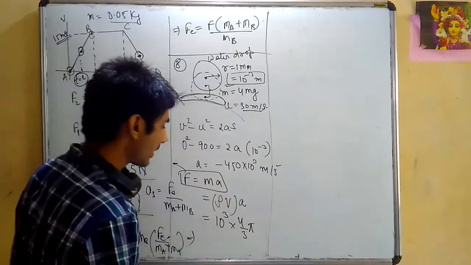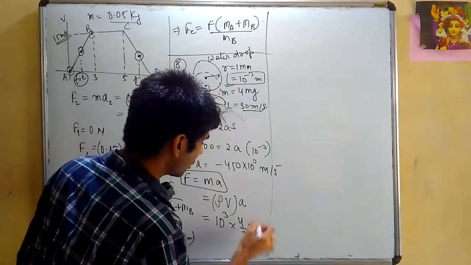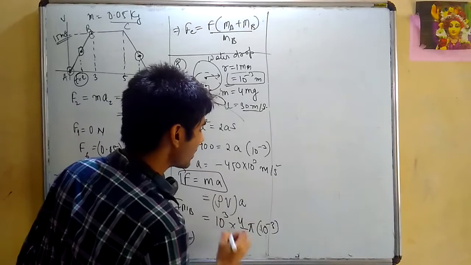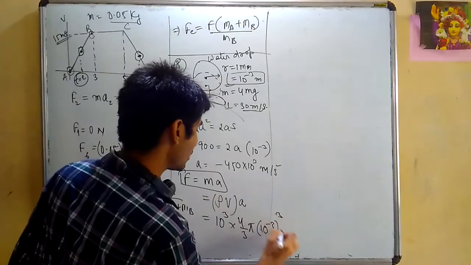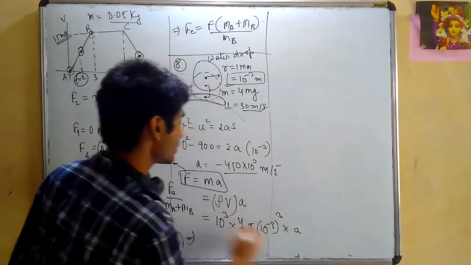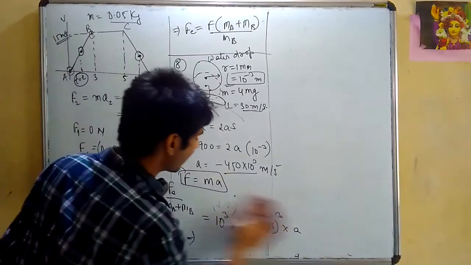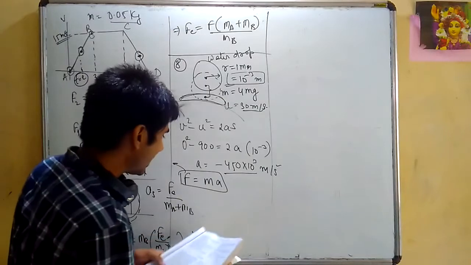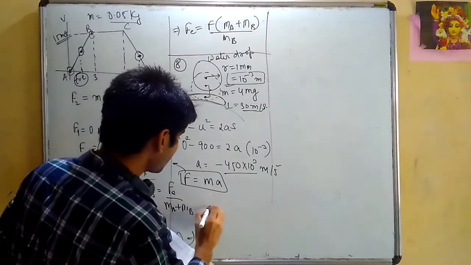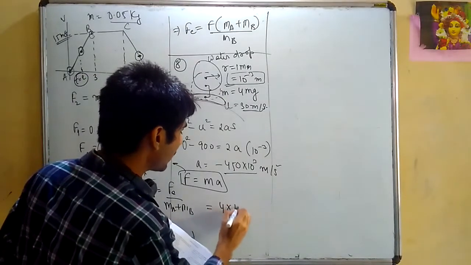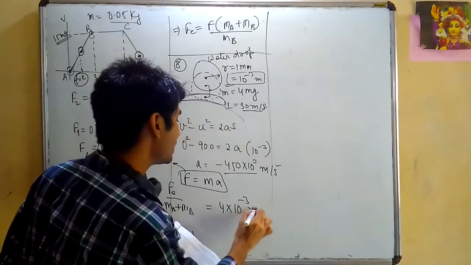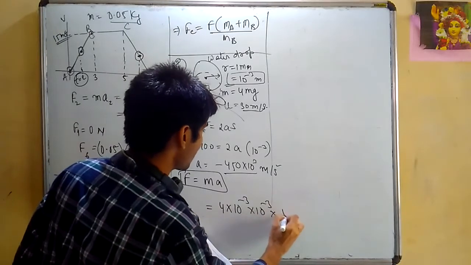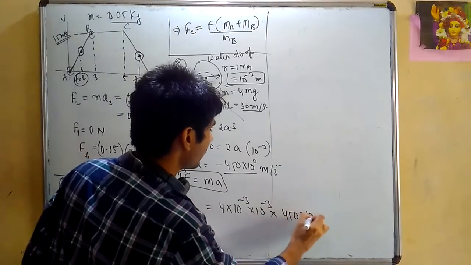From here also you can find out: volume you can use 4 by 3 pi r cube, and r is given as 1 millimeter. 1 millimeter means 10 to power minus 3 meter. 4 by 3 pi r cube into this much acceleration, you can do this way also. However, the mass is directly given to me in the picture, that is 4 milligram. So mass, I'll write 4 milligram. 1 gram is 10 to power minus 3 kg, and milligram means a further 10 to power minus 3. And into acceleration, I'm just writing the magnitude, 450 into 10 to power 3.